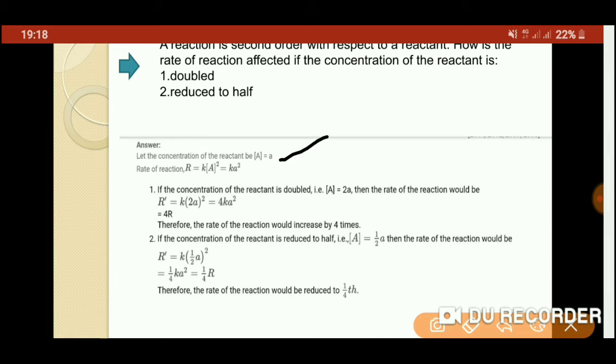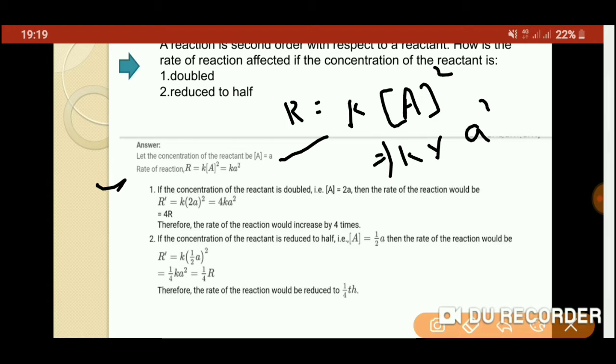So for some time we have taken the concentration of the reactant as A. Okay, so if you are going to calculate the rate of reaction, then the rate of reaction will be K and the active mass of A square. I want to tell you that you have to consider the concentration of the reactant A. So you put down the value of active mass of A here, small a, so you will get K into A square, as you have seen in the answer.